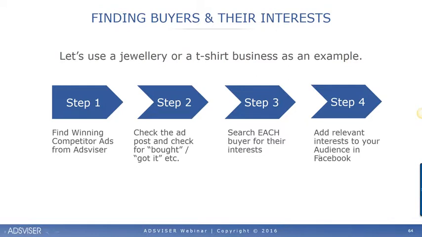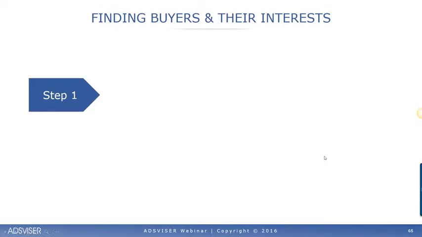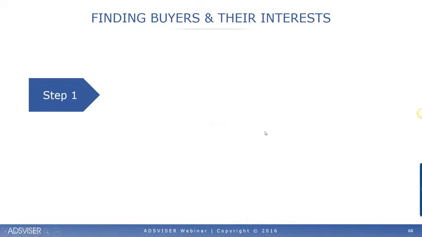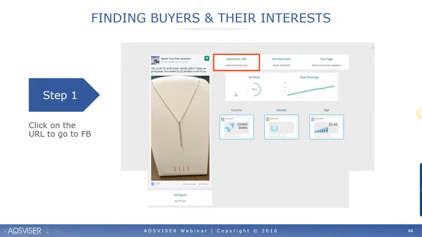Let me show you some screenshots. Step 1, very simple, find winning competitor ads. Within Adsviser, I'm going to show you this, but we want to get maximum information in for the time. We type in jewelry and we get all these ads coming down below. We're in search ads, and then we click on the URL to go to Facebook. This is the actual ad that's being served. We do this for each of the ads that we might see.